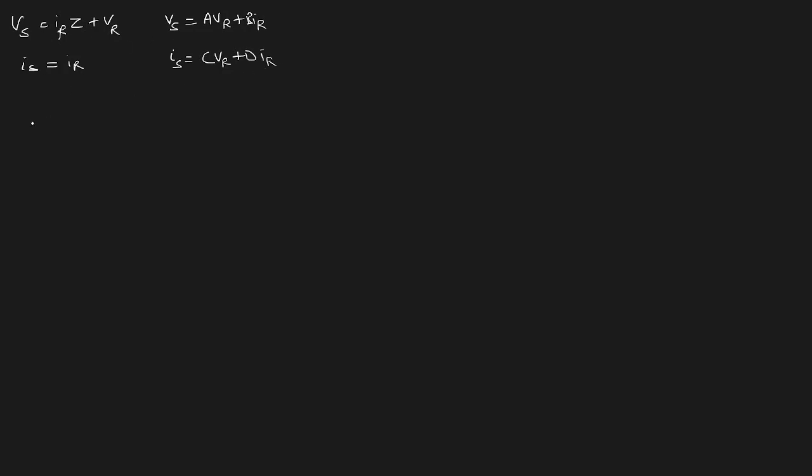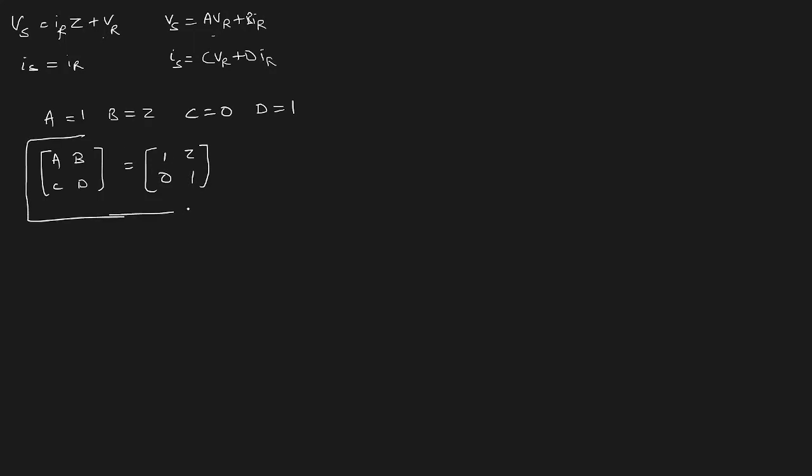Fine. So now after comparing, we will be getting A equal to 1, right? A equal to 1, B is equal to Z, C is equal to 0, D is equal to 1. So therefore, for a short transmission line, the ABCD parameters will be 1, Z, 0, 1.